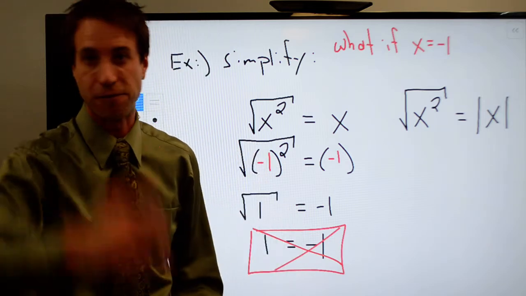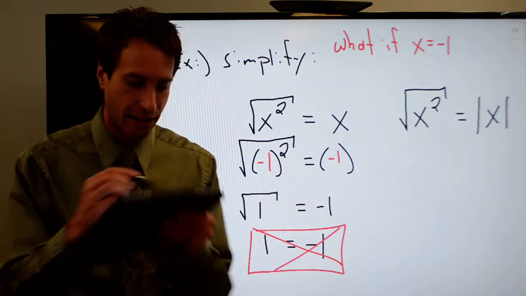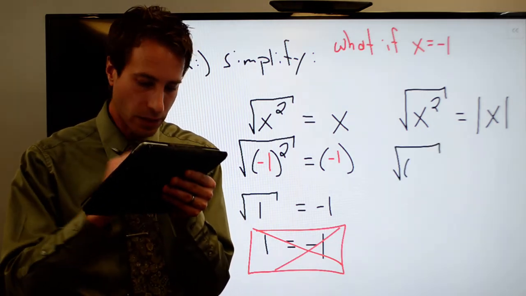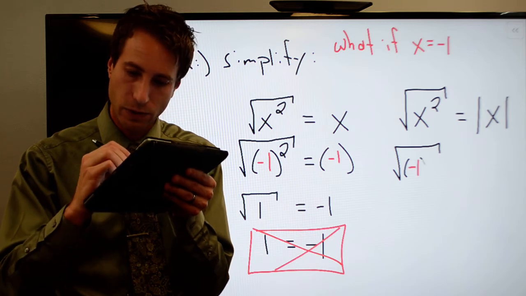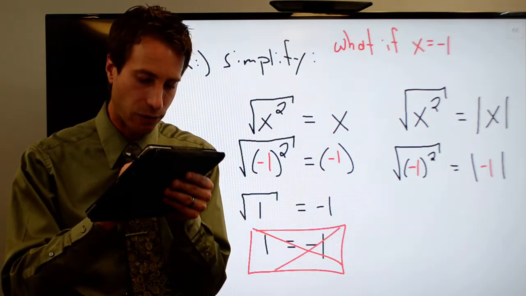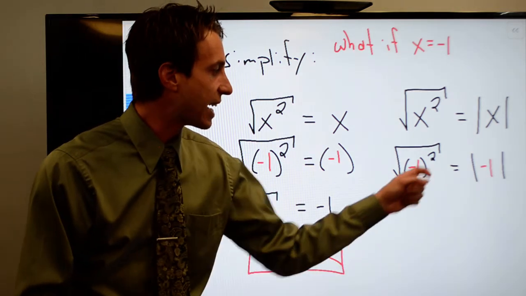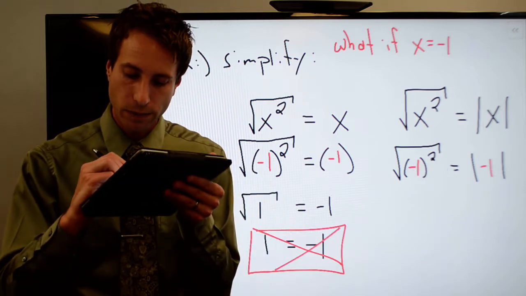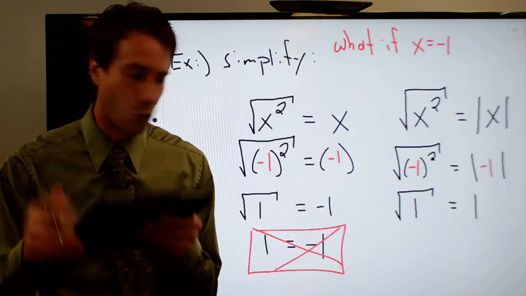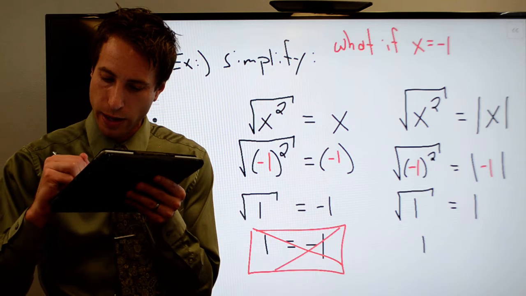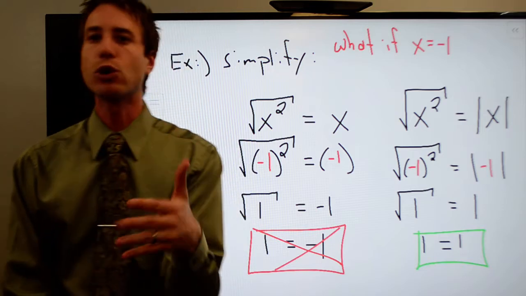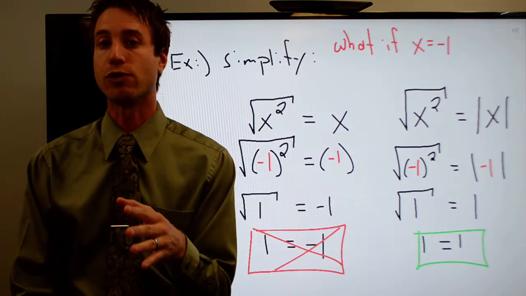And here's why. If we now let x be equal to a -1, let's go ahead and do that. Square root of a -1 squared is equal to the absolute value of a -1. Well, let's go ahead and do this. A -1 squared is a +1, so I wind up with the square root of 1 equal to the absolute value of 1 is 1. The square root of 1 is 1, and hey, look at that. 1 does equal 1.